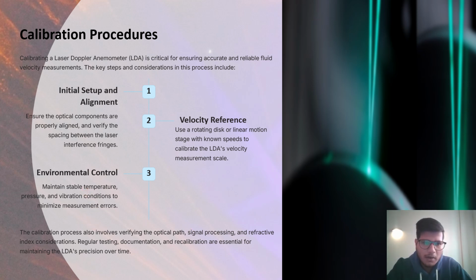And third is the environmental control. To keep our system stable, conditions like pressure, temperature, and vibration should be stable, so that measurements are accurate and reliable. We have to minimize our measurement errors through these controls.